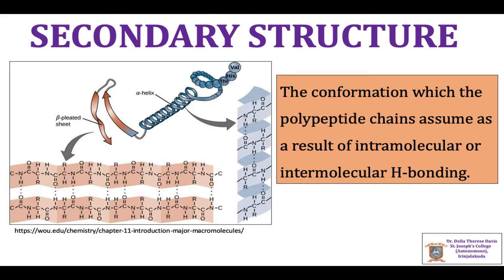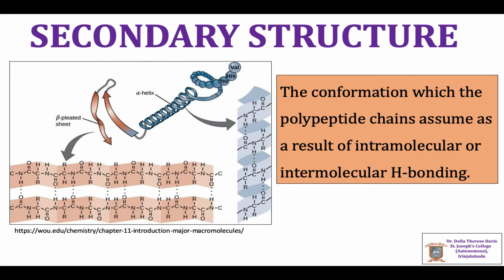The conformation which the polypeptide chains assume as a result of intramolecular or intermolecular hydrogen bonding is called the secondary structure of that particular protein. The two common types of secondary structures are alpha helix and beta pleated. The figure shows alpha helix and beta pleated structures.